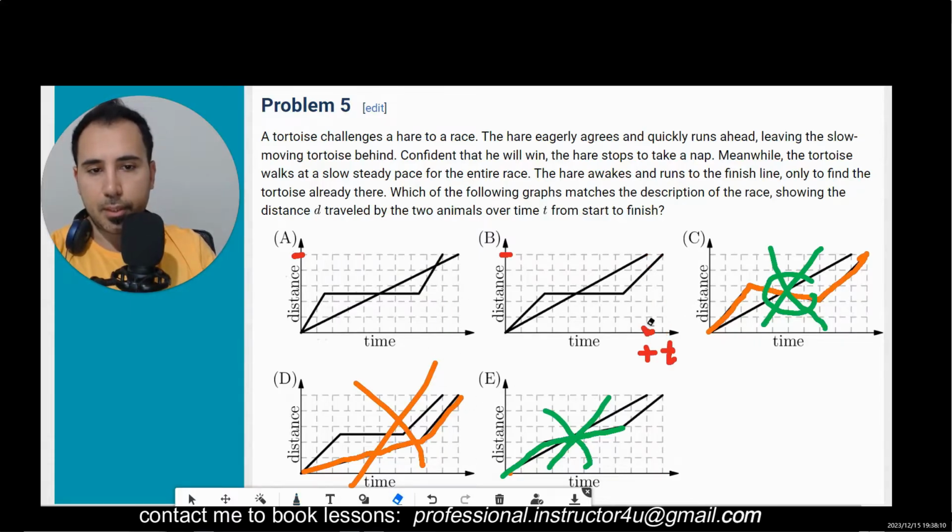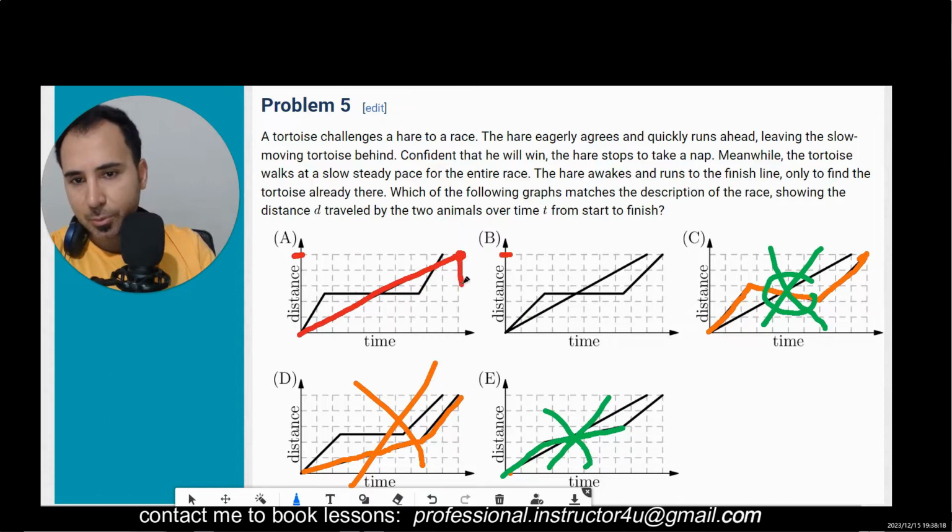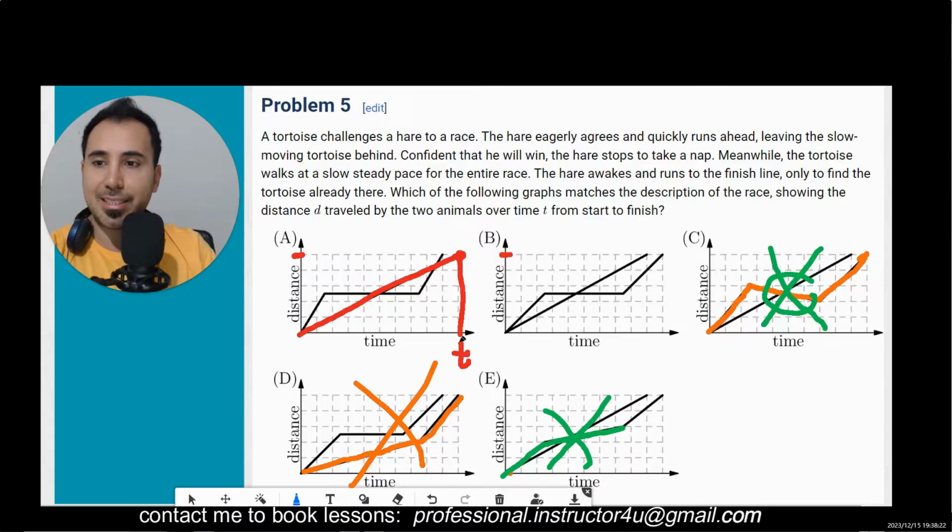Now remember, this one was the turtle, or the tortoise. Now it gets to this position, this will be T. The T for this one is longer. That means the tortoise got second. It took more time, okay?